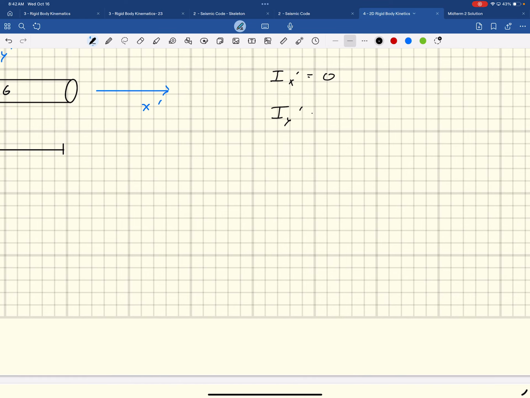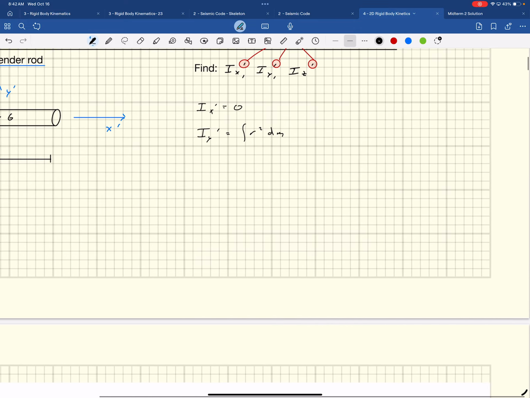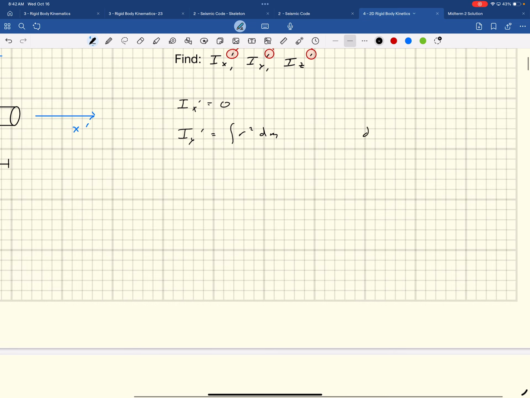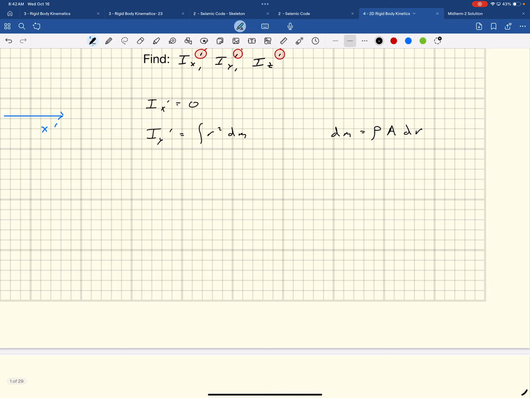Iy prime is equal to the integral of r squared dm. Hard to carry out that integral in this form, so we're going to change it around a little bit. Some of these variables: we're going to define dm, a differential mass, as equal to the density of the object, rho, times the cross-sectional area of the object, times dr. Rho is the density, so if I take the density and multiply it by a volume, it'll give me a mass.